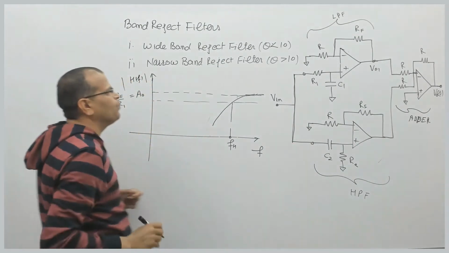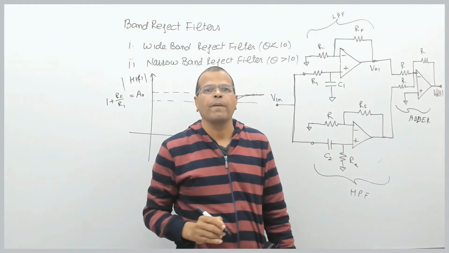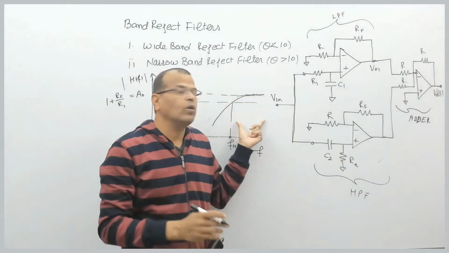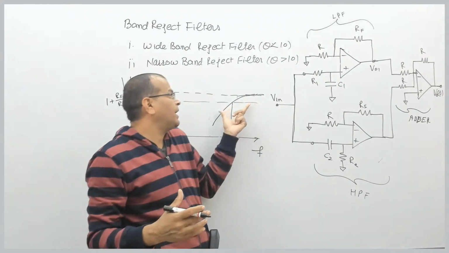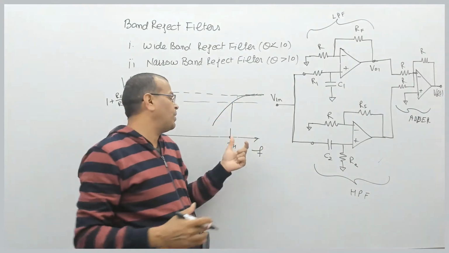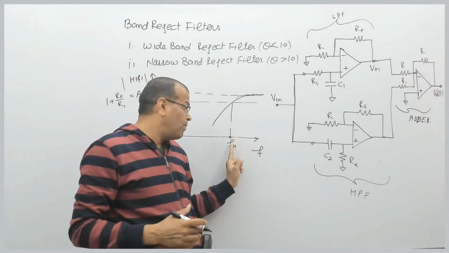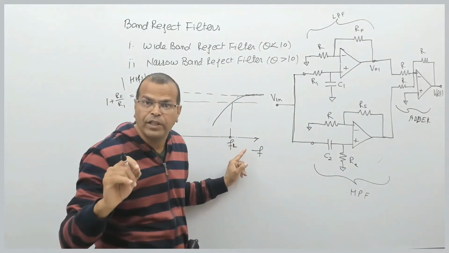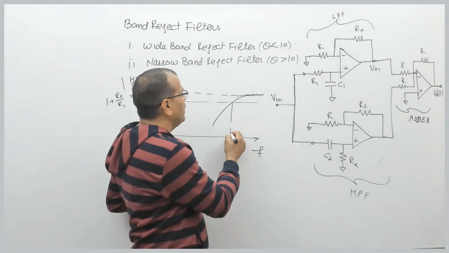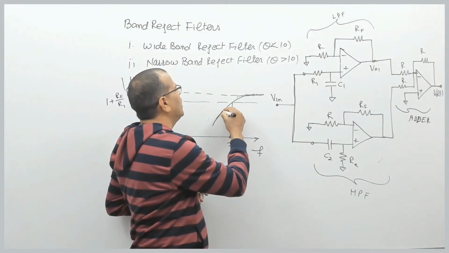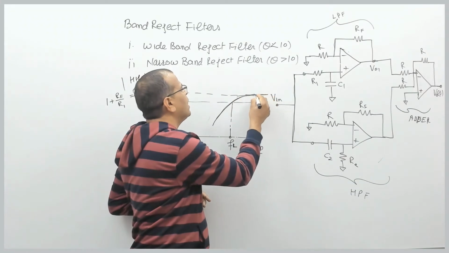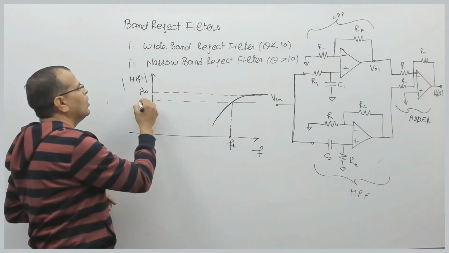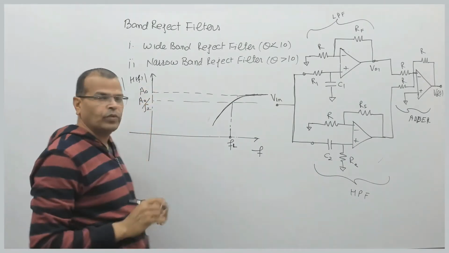Similarly, I select a high pass filter. I'm sorry, there is a little correction, please: this characteristic is of the high pass filter, not low pass. It allows the frequencies above a certain frequency to pass through, and this is the cutoff frequency, the lower cutoff frequency of the high pass filter. This stage is selected such that it allows the frequencies above a certain cutoff frequency to pass. This is the constant gain A0, and this is A0 by root 2, right?